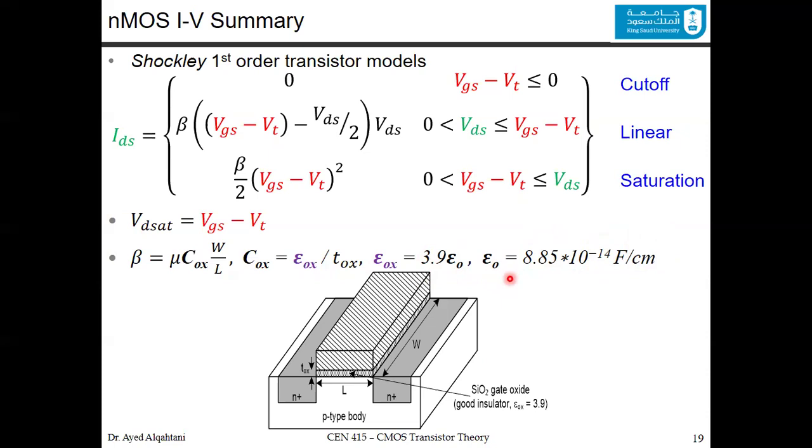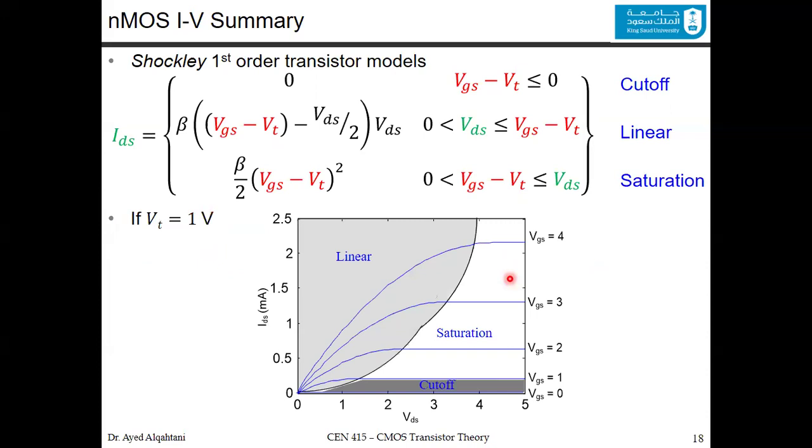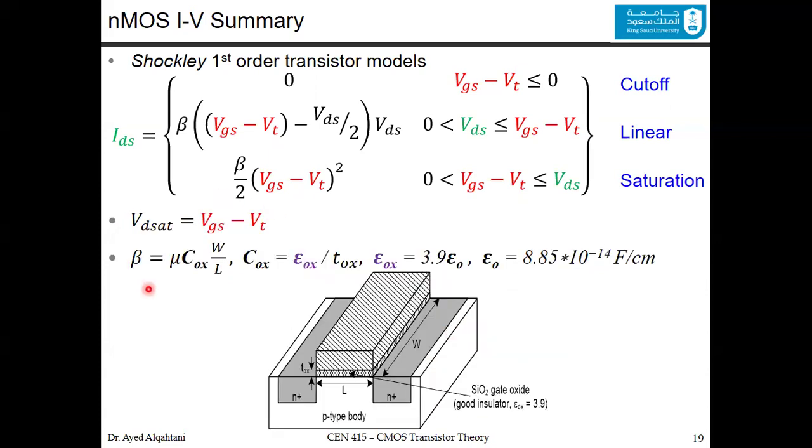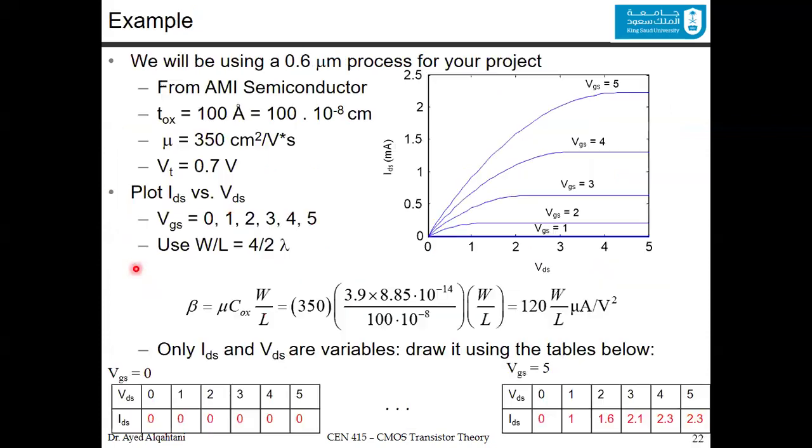Okay. Now we said before that we were able to generate these curves. But how exactly? Since we introduced to you the way of finding the beta value, this is what we are going to do in the next slide. You have an example. We will be using a 0.6 micrometer process, actually even for the project of this class.